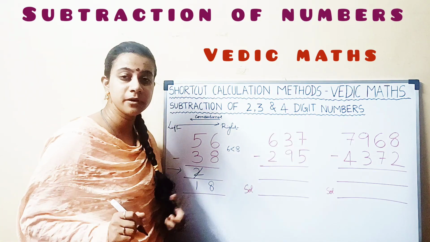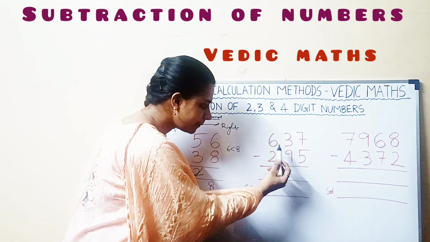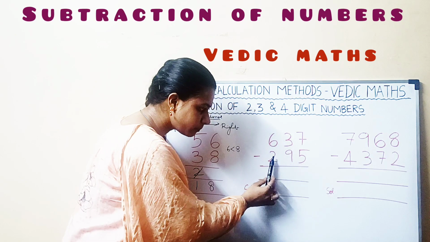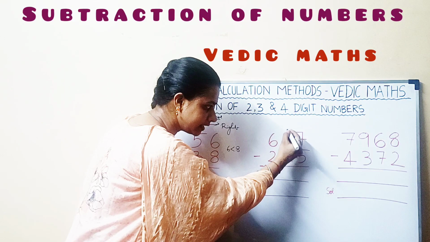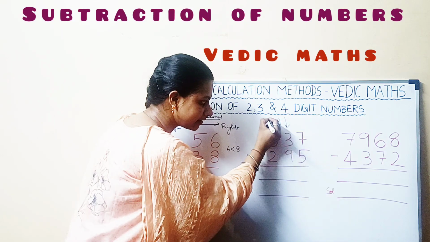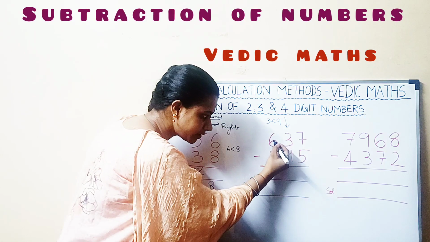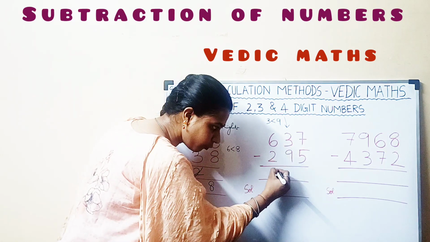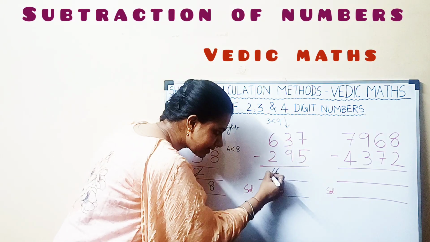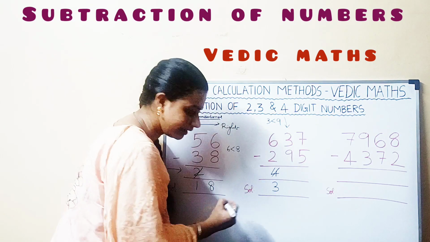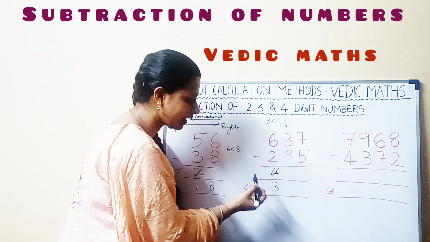Now let's see one more example in 3-digit numbers so that we get a good clarity on it. 6 minus 2, so we can subtract 2 from 6. Coming to the next column, 9 is greater than 3, so we cannot subtract 9 from 3. So what will we do? First we will subtract 6 minus 2, that is 4. Since the next column is not subtractable, we will cancel this and write 1 less than this number. 1 less than 4 would be 3, so we are writing it here.